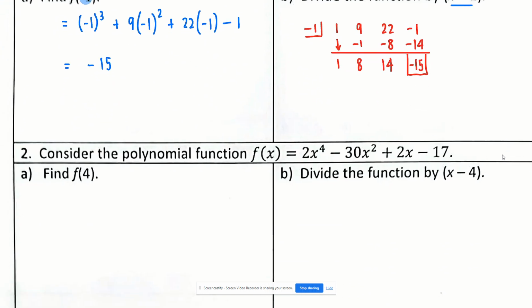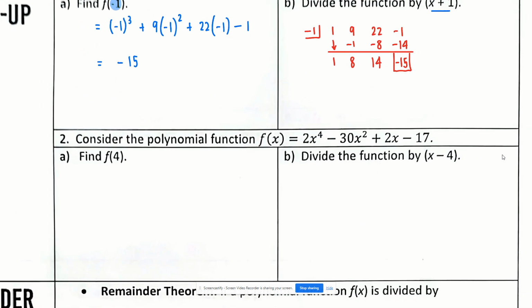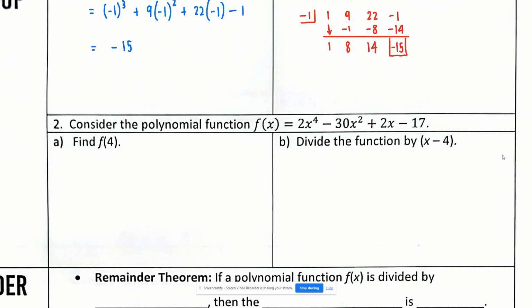That happens every time. Look, grab your calculator real quick and do this next one. Every time I see x here, I'm going to plug in 4. So I'm going to go 2 times 4 raised to the 4th power in my calculator, minus 30 times 4 squared, plus 2 times 4, minus 17.